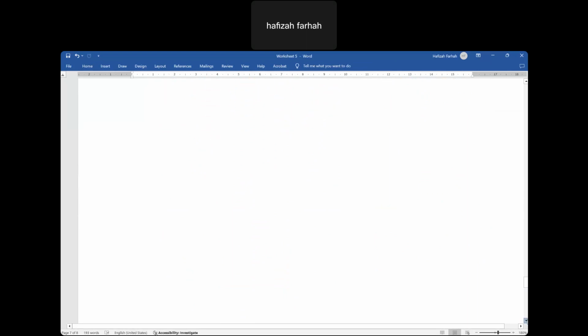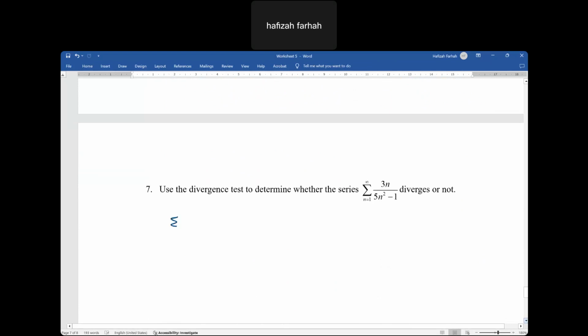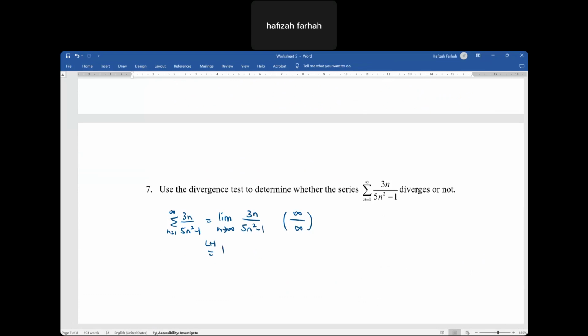Okay, the last one, divergence test. This one is very simple. For the divergence test, you just transform this into a limit. So you write it as the limit of n approaching infinity of 3n over 5n squared minus 1. Then you get infinity over infinity, so you have to apply L'Hopital's rule. So you get 3 over 10n. Here you get 3 over infinity, which is 0.